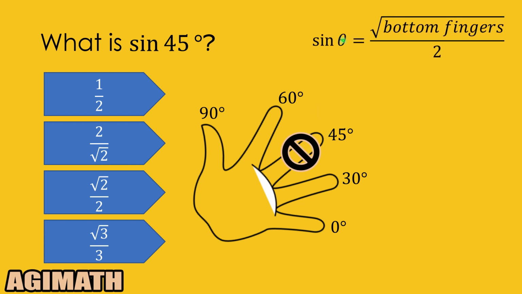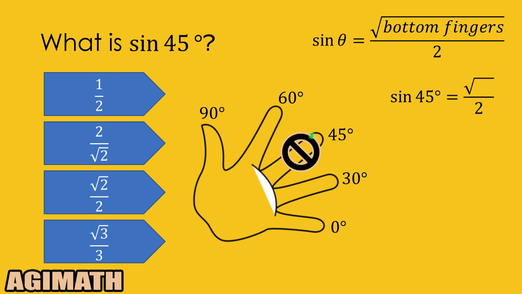For sine theta, you read the symbol as theta, that is equal to the square root of the bottom fingers over 2. This will be the formula always. Now, what do we mean by bottom fingers? These are the fingers below the finger that we hold on, in this case the middle finger. So we are going to count the number of fingers below this finger.